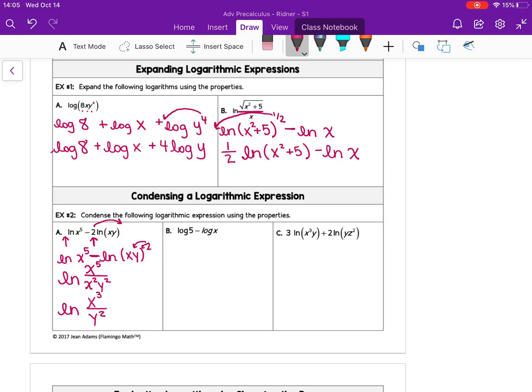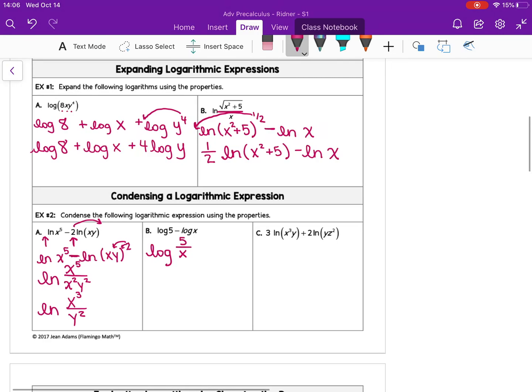All right. What about the second one? No numbers out front, so no exponents. The minus sign is division. So 5 divided by x. There is nothing else I can do. Easy enough.